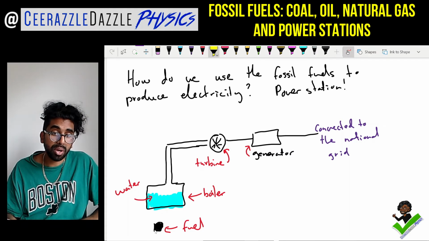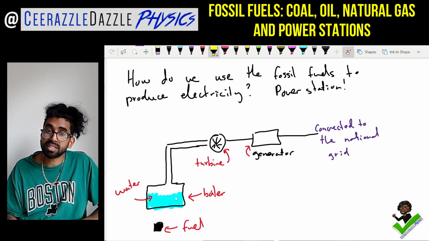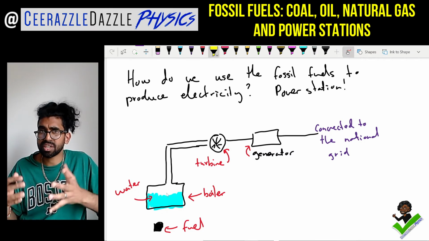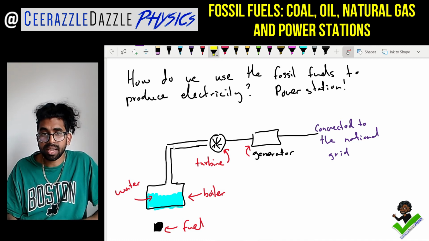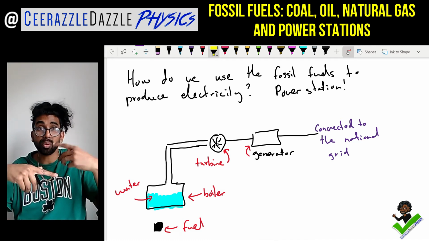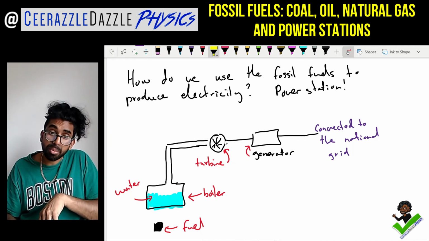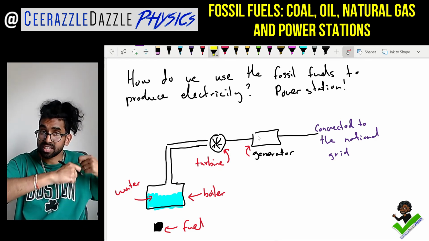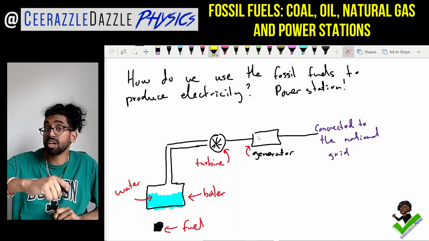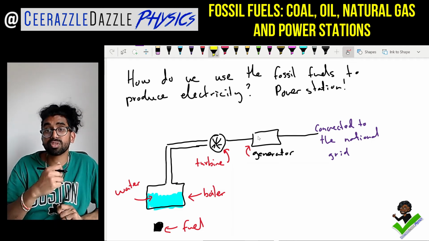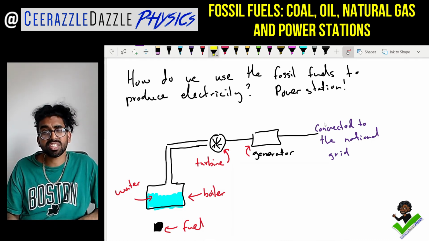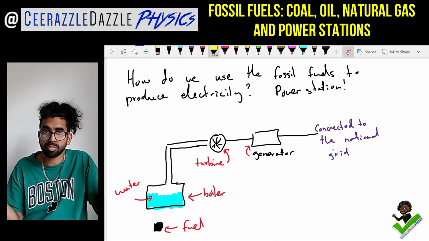We've got our fuel at the bottom, and above it there's a boiler which contains water. Imagine it being a tank. Then there's a pipe connecting it to a turbine, which is a wheel that can spin. That turbine is connected to a generator, so as the turbine spins, the generator will also turn. And then the generator is connected to the national grid, which is how the electricity is transported around the country.